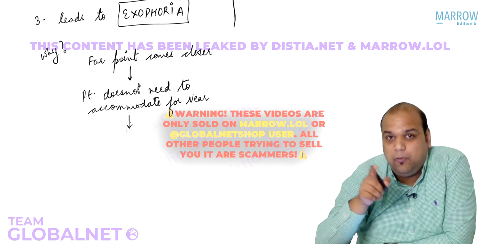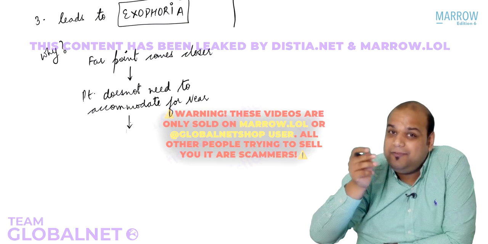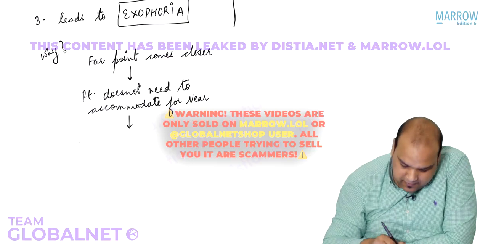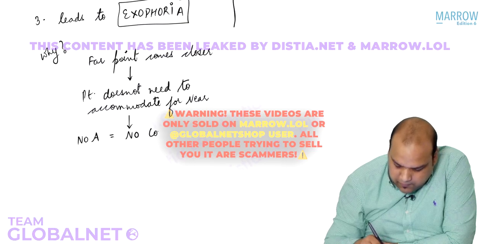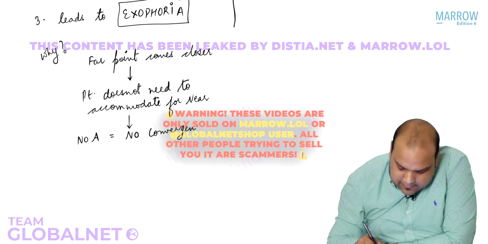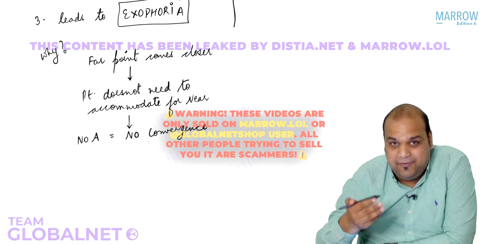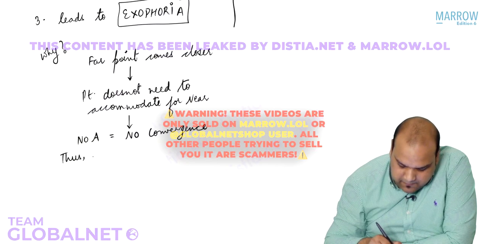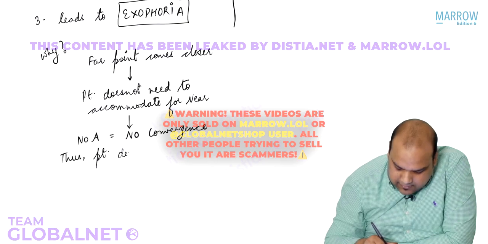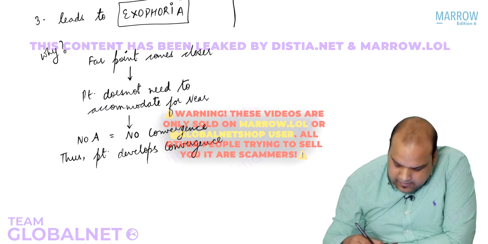When you don't accommodate for near vision, you don't converge for near vision. No accommodation is equal to no convergence. This is a triad of reflex. No accommodation, no convergence. Thus, the patient develops convergence insufficiency.